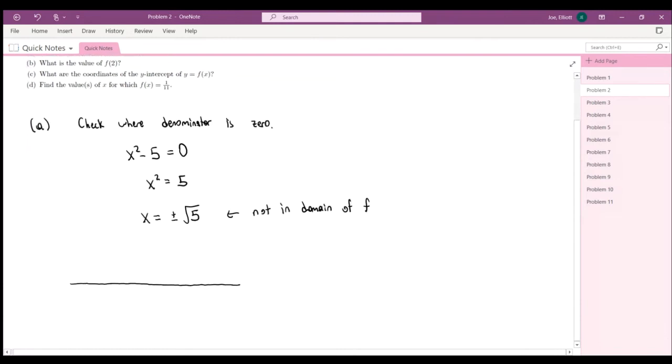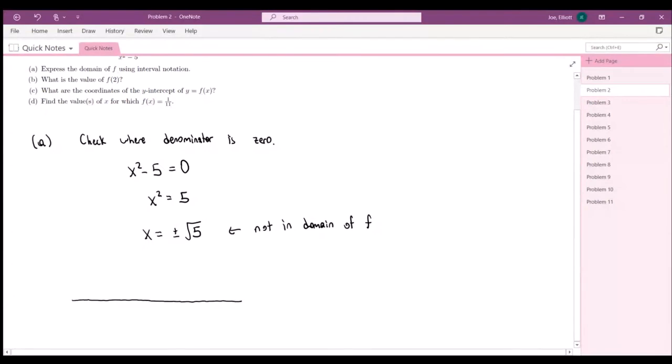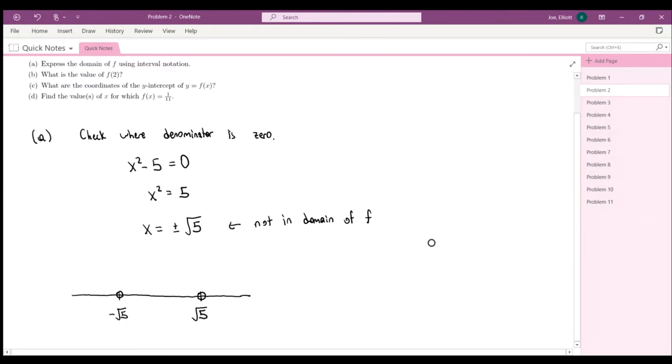So let's say here I've drawn a number line, okay? And we have these 2 points, square root of 5 and negative square root of 5, which are not in the domain. So I'll mark them somewhere on the number line. So maybe that's minus root 5, and here this would be root 5. So we want to remove these points from the domain, but everything else should be in the domain.